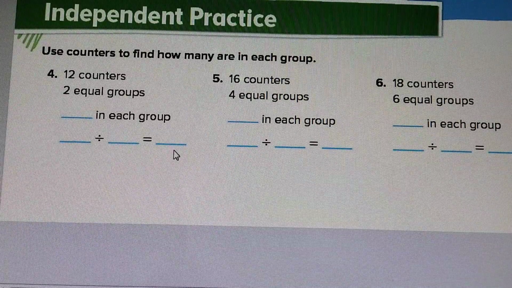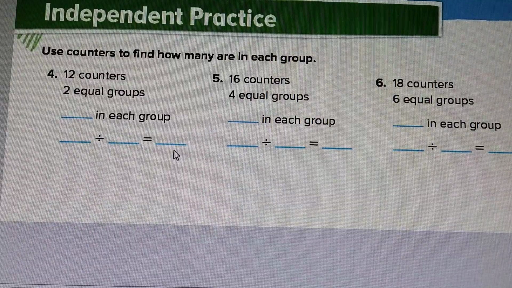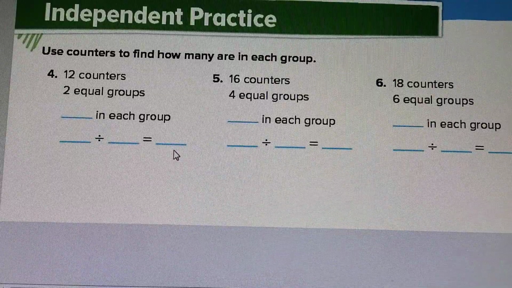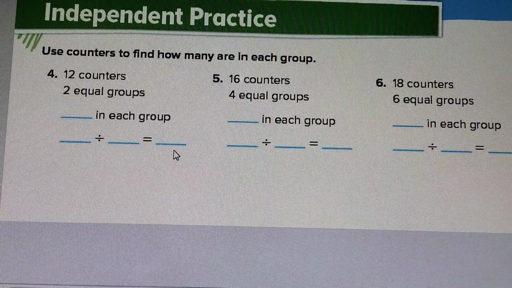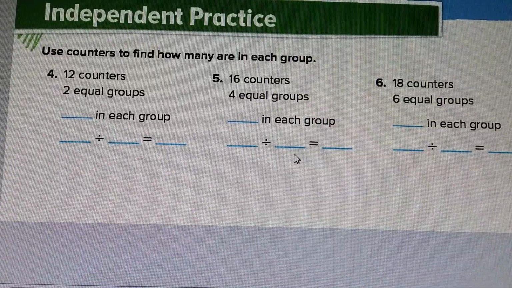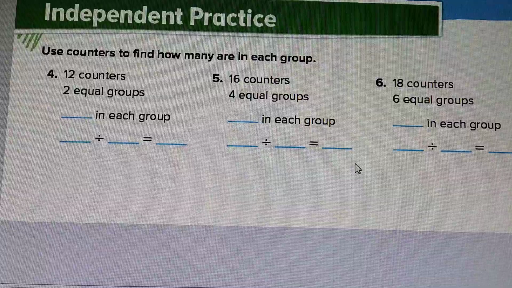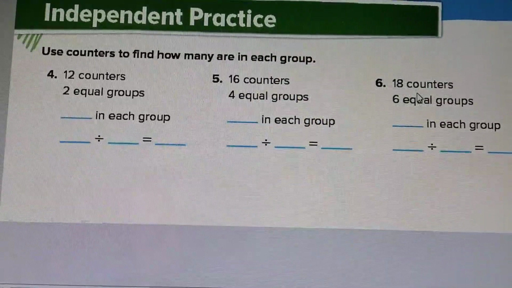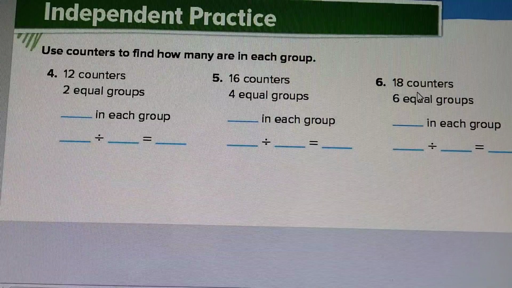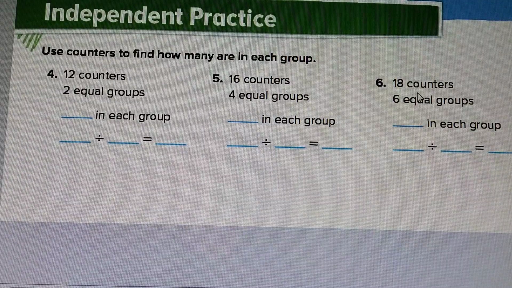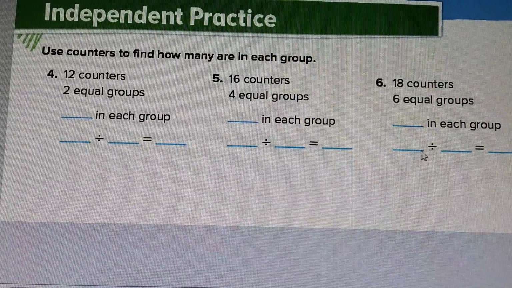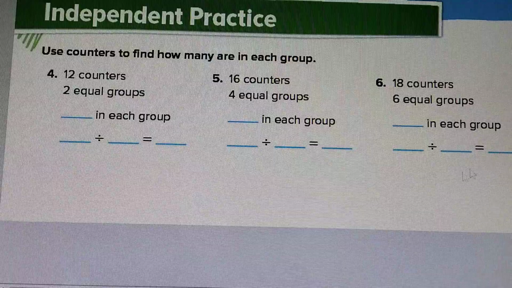On number 5, you'll need 16 counters. You're going to make 4 equal groups. So you'll partition the counters into 4 equal groups one at a time until you run out of counters. Here you'll have 16 divided by 4 equals unknown. In number 6, you'll need 18 counters. You're going to make 6 equal groups. You'll partition them one at a time until you have used up all 18 counters. It will say 18 divided by 6 equals unknown.